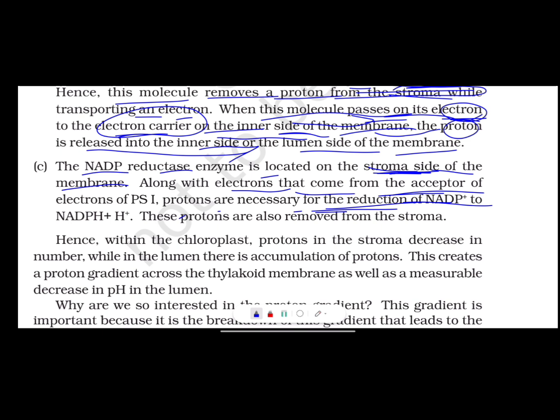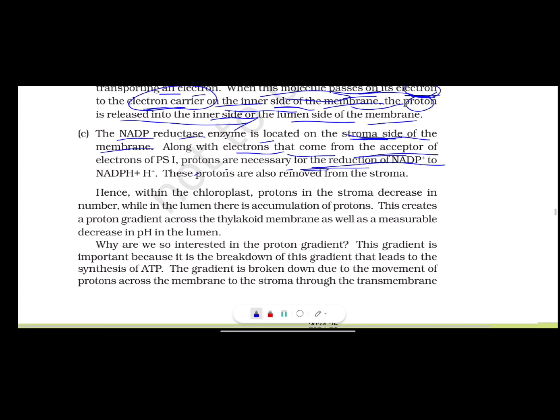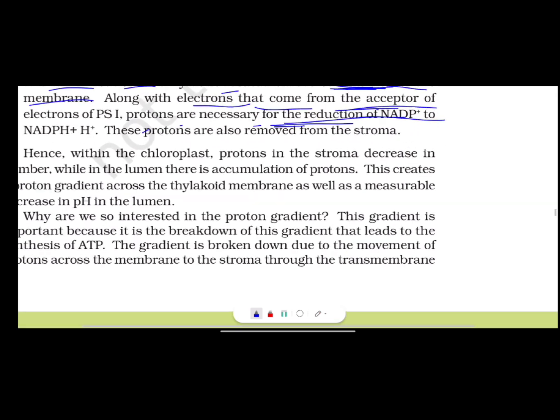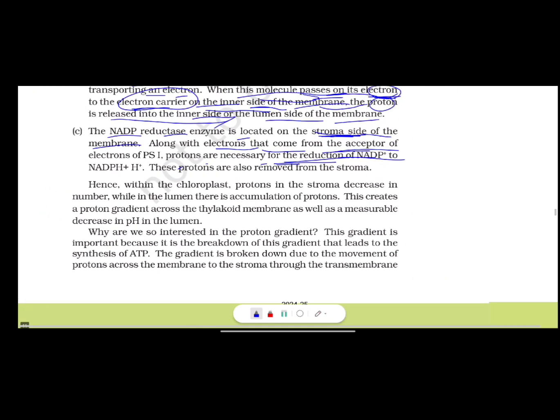So here we are saying that electrons and protons both are important for this reaction. These protons are also removed from the stroma. Hence, these 3 points are very, very important, and I'll summarize this for you again.